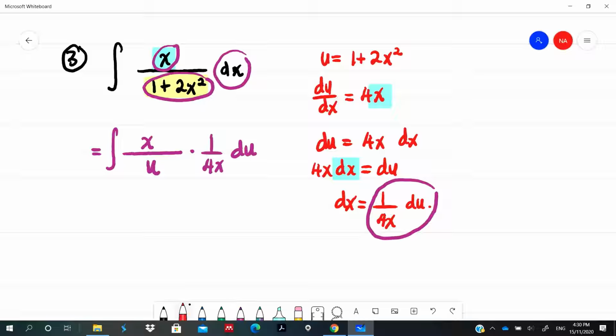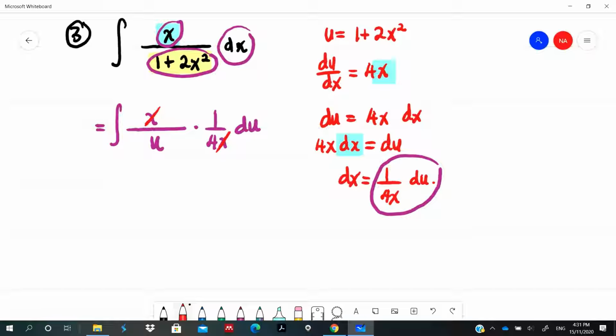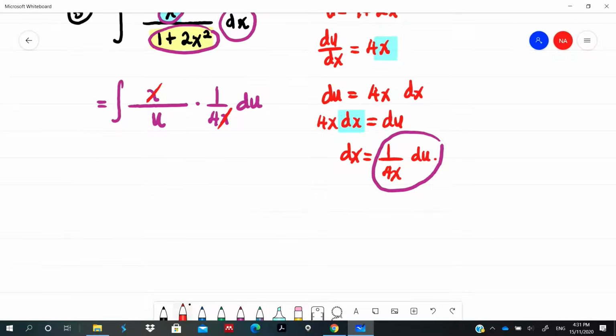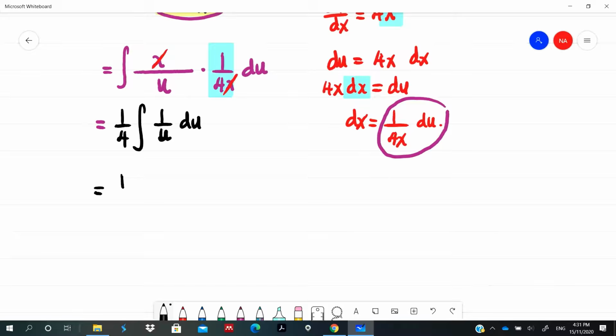And we note that we have u and x. This is the problem, but we can cancel the x with x here. So we have no more x, and now the function is all in terms of u. So we try to simplify this. I'm going to bring this 1 over 4 outside the integration because it is not involved with the integration. So I'll have 1 over 4 integral of 1 over u du. From the technique of integration, 1 over u will become ln u. So we will have 1 over 4 ln u plus c.